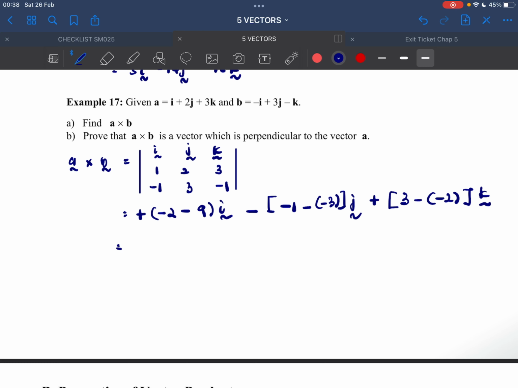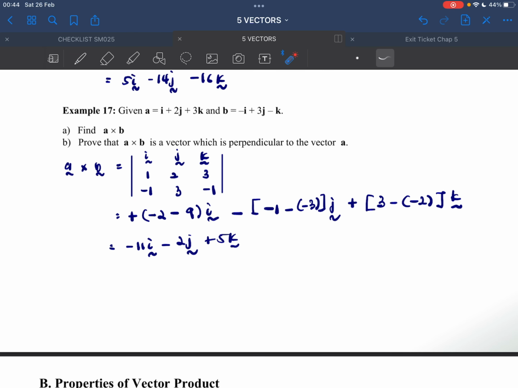We should have negative 11i minus 2j. We have negative 1 plus 4, negative 2j plus 5k. For question B, here we have proof that A cross B is a vector.